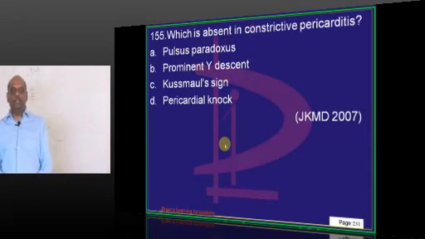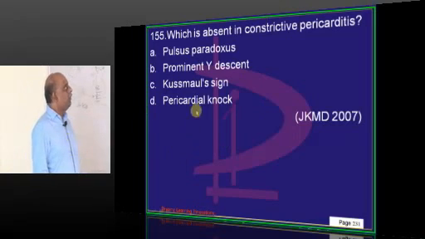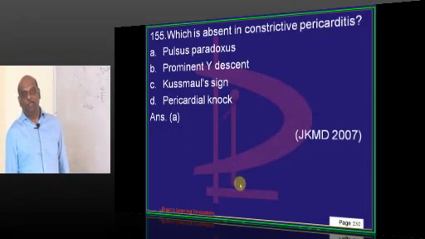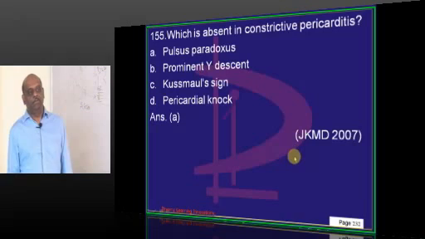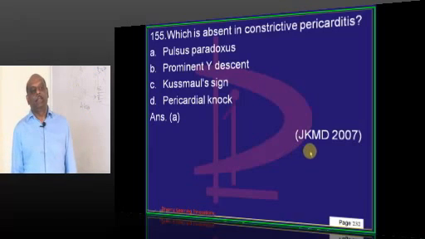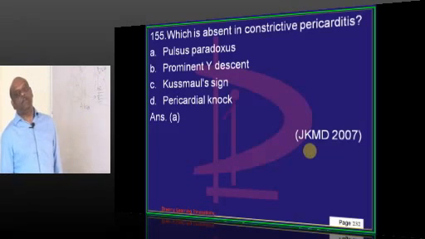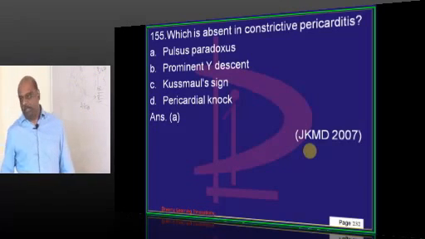With this question I will conclude today's class. Constrictive pericarditis, what is the absent feature? Pulsus paradoxus is a feature of cardiac tamponade, right? Not constrictive pericarditis. That's what you need to remember.